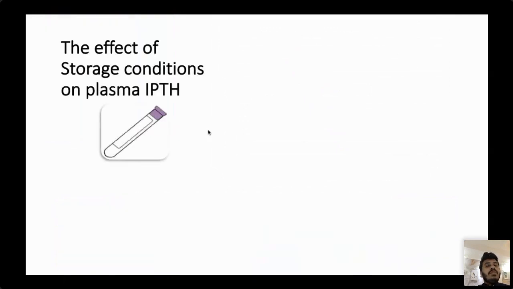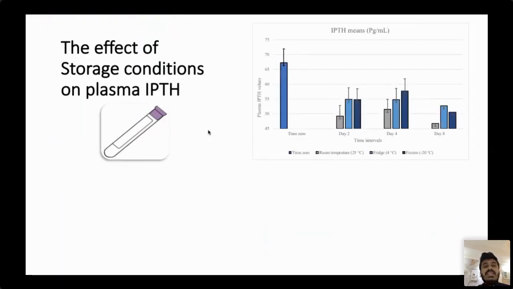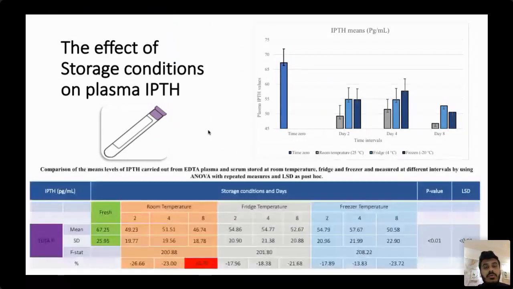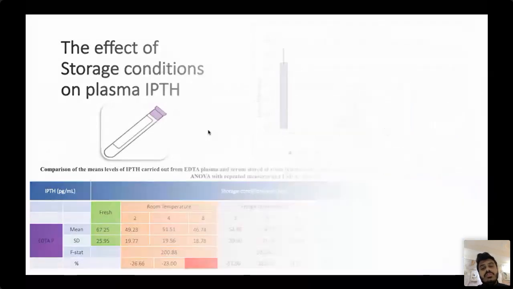To investigate the effect of storage conditions on plasma intact parathyroid hormone, ANOVA with repeated measures was conducted. Overall, there is a statistically significant difference at all days in all storage conditions when compared to fresh status, but the mean percent change exceeded the total allowable error in only day 8 for room temperature.